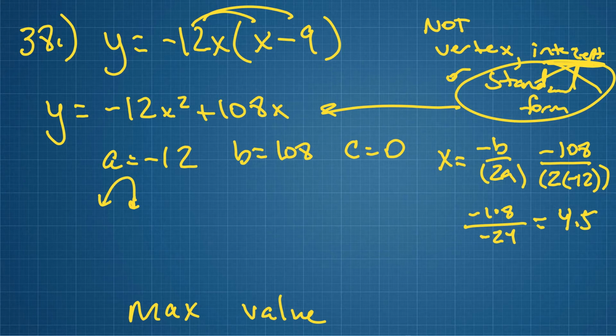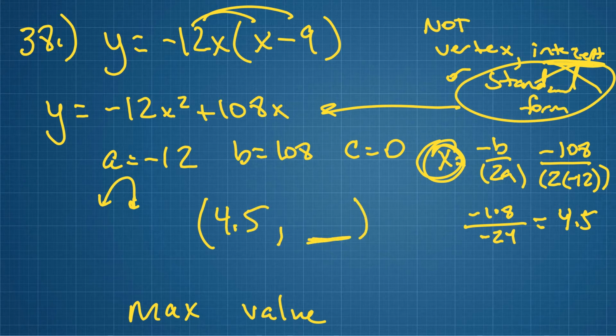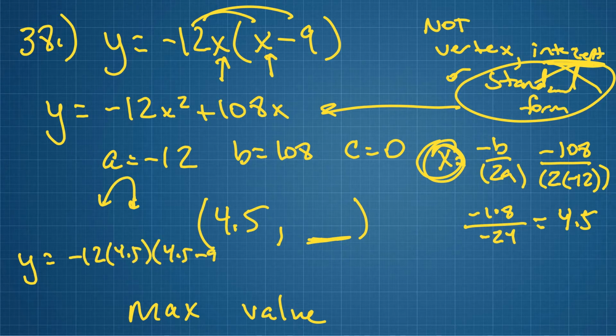So remember, this is the x. I need y. So I have my x value to be 4.5 of my vertex, but I need y. So I have to plug 4.5 in right there and right there. So I say y equals negative 12. Instead of x, I put 4.5. Instead of x, I put 4.5 minus 9.